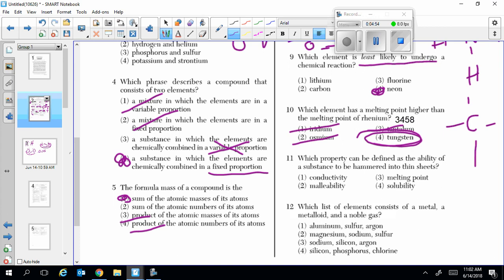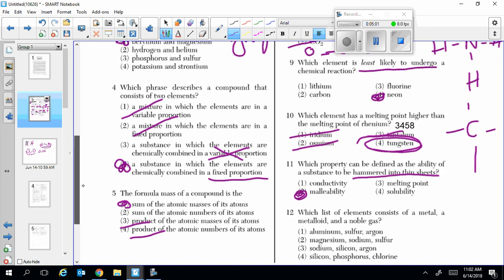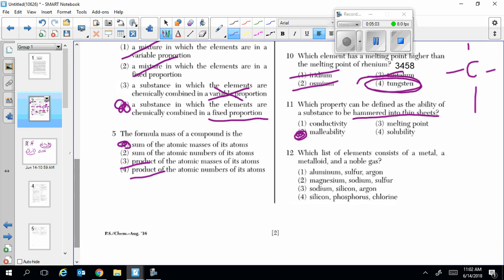11. Which property can be defined as the ability of a substance to be hammered into sheets? If you can hammer it, it's malleable. So metals have that property of malleability. Which list consists of a metal, a metalloid, and a noble gas? So aluminum, that's a metal. Sulfur, that's a non-metal, so not that one. Magnesium's a metal. Sodium is a metal. Nope. Sodium's a metal. Silicon is a metalloid because it's got two sides touching the staircase, and argon is a noble gas. There's my choice.